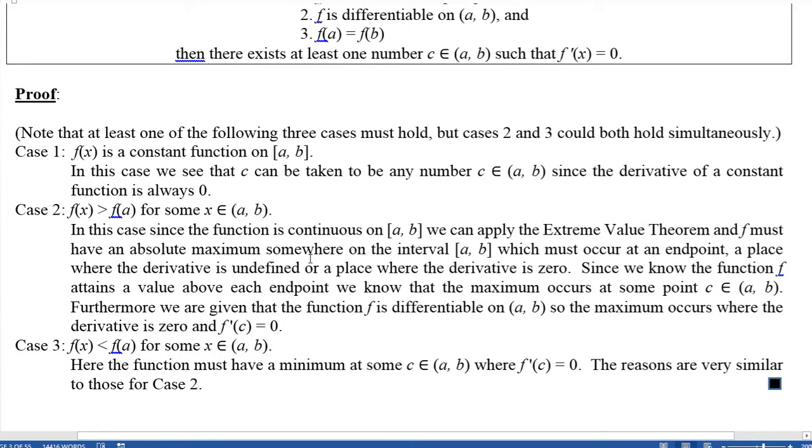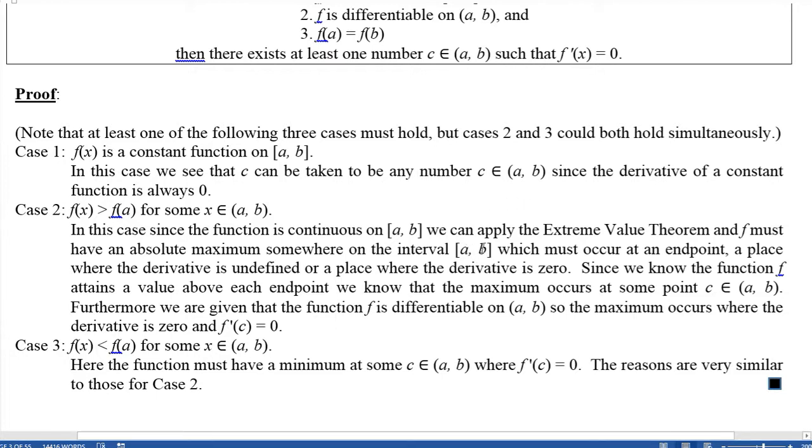Now, if there's a place where the function goes above what it is on the ends, so f of x is greater than f of a for some x between a and b, then if it goes up, it's got to reach a highest point because it's got to come back down. And so it must reach some local maximum. The extreme value theorem says if a function is continuous on a closed interval, it must reach a maximum and a minimum on that closed interval. And where does that have to occur? It has to occur either at the endpoints of the interval, or at a place where the derivative is 0, or a place where the derivative is undefined. That's what the extreme value theorem says.